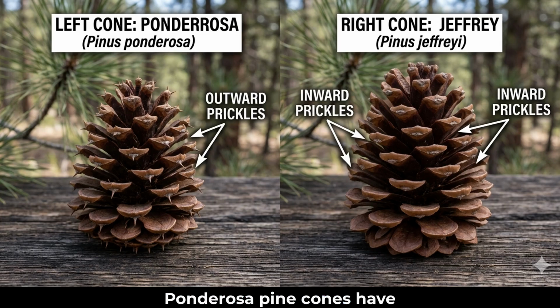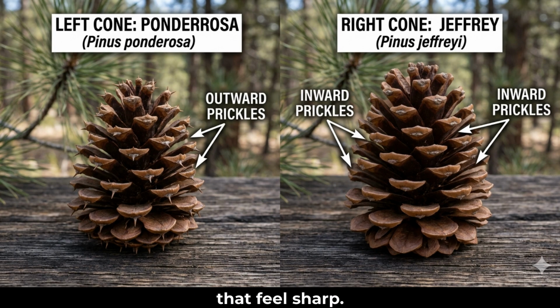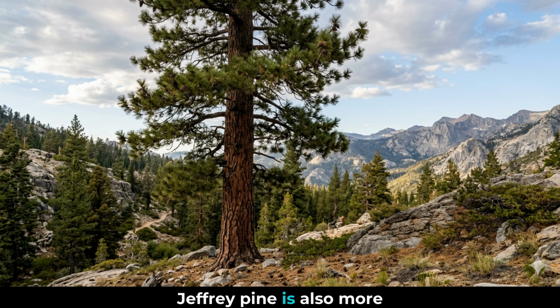Ponderosa pine cones have outward-pointing prickles that feel sharp. Jeffrey pine cones have inward-curving prickles that feel smoother. A simple way to remember this is Ponderosa pokes, Jeffrey is gentler. Jeffrey pine is also more commonly found at higher elevations and in colder, harsher environments than ponderosa pine. It can also produce a strong, sweet resin scent that is sometimes described as vanilla or citrus-like.